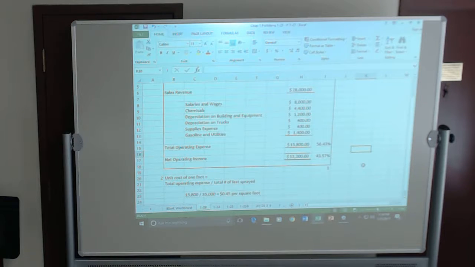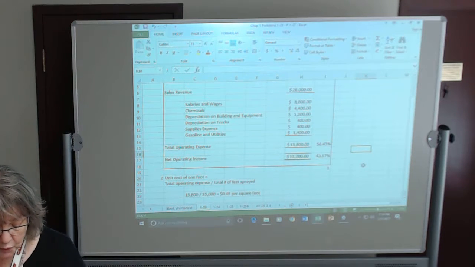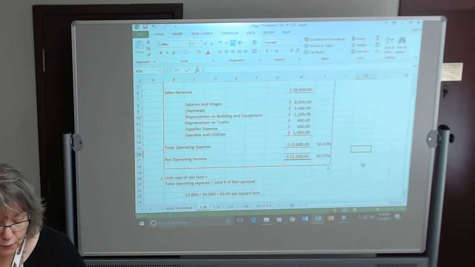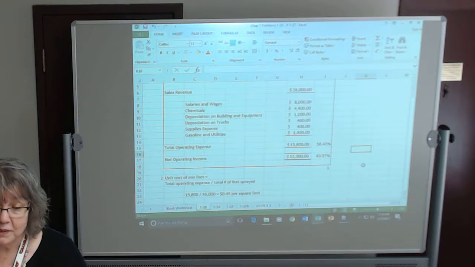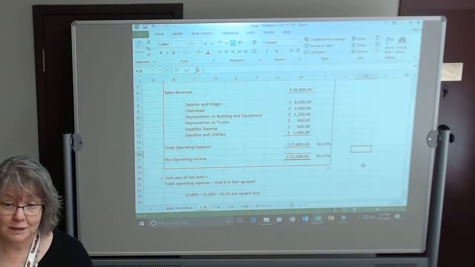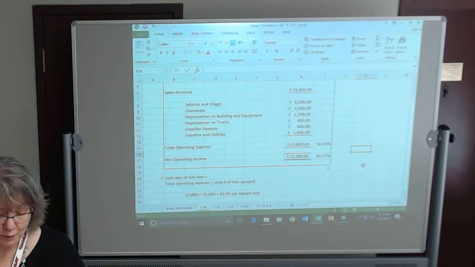The third question on this was, the manager of tree doctors must keep the unit operating cost between 60 cents per foot in order to get his bonus. Did he get a bonus in January? Yes, he did. Because he kept the cost of 45, it had to be below 60.